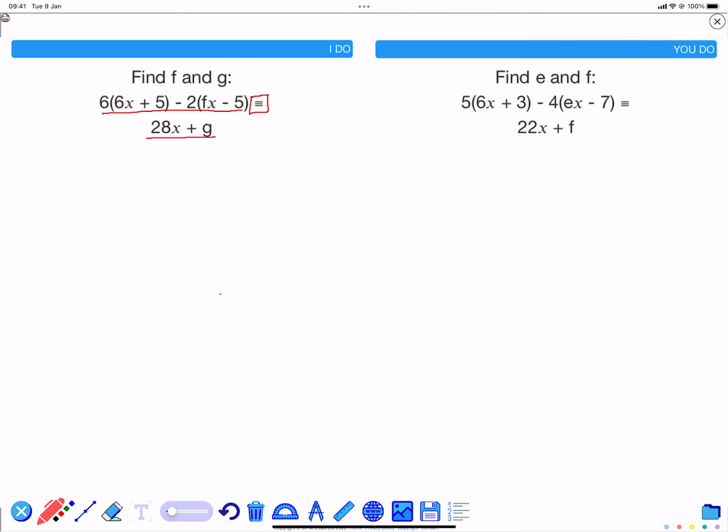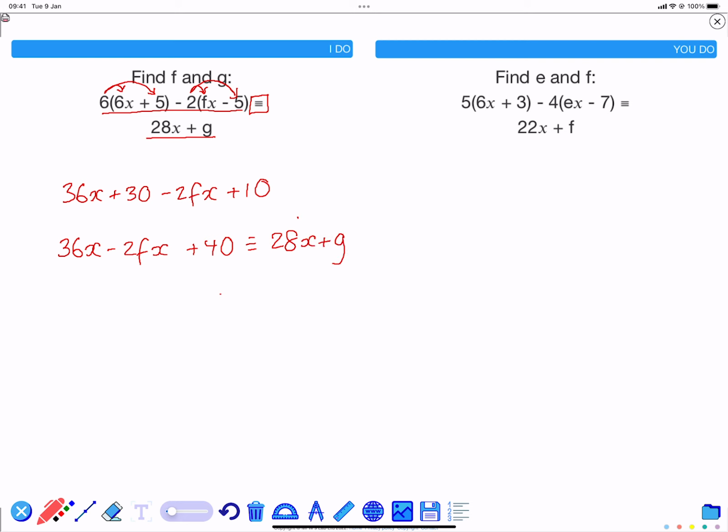What this means is that I need to simplify the left-hand side and then compare it with what I've got on the right-hand side. So expanding out the brackets, 6 times 6x is 36x. 6 times 5 is 30. Negative 2 times fx would give me negative 2fx. And negative 2 times negative 5 will then give me positive 10. Collecting together any like terms, we've got 36x take away 2fx plus 40. And this is identically equal to 28x plus g, according to the identity.